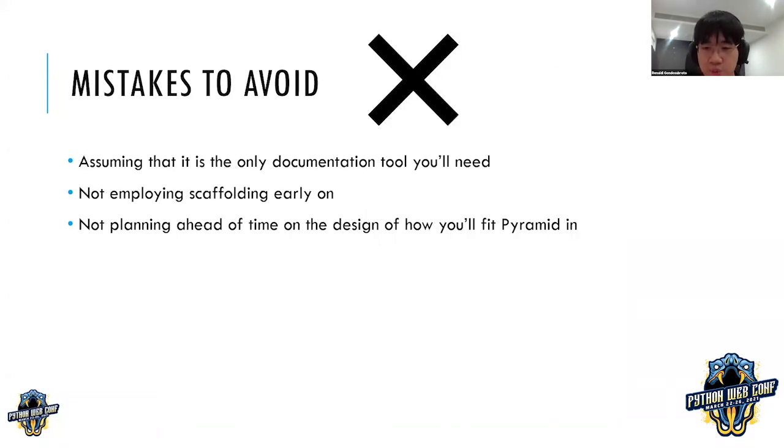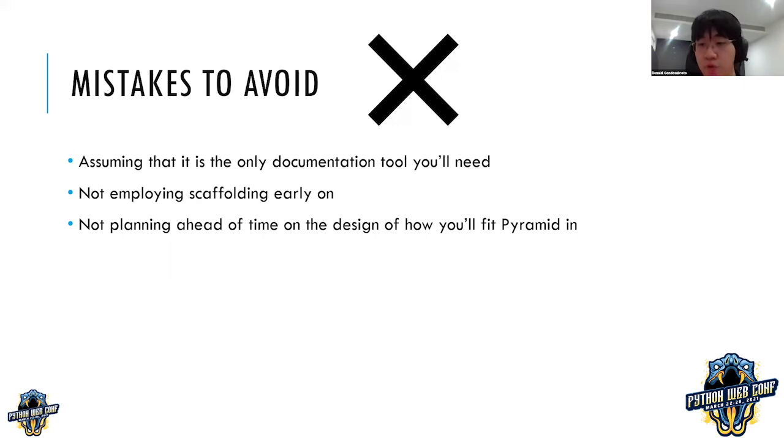So some mistakes to avoid with Pyramid are that, firstly, it is definitely not the only documentation tool you'll need. It does provide logging, but you'll definitely need other resources as well. If you're deploying on the cloud, say, because we're talking about cloud after all in this talk, definitely utilize AWS's logging tools such as CloudTrail and many more, and if you have other third-party logging services or other documentation tools in general, definitely use those along the way as well.